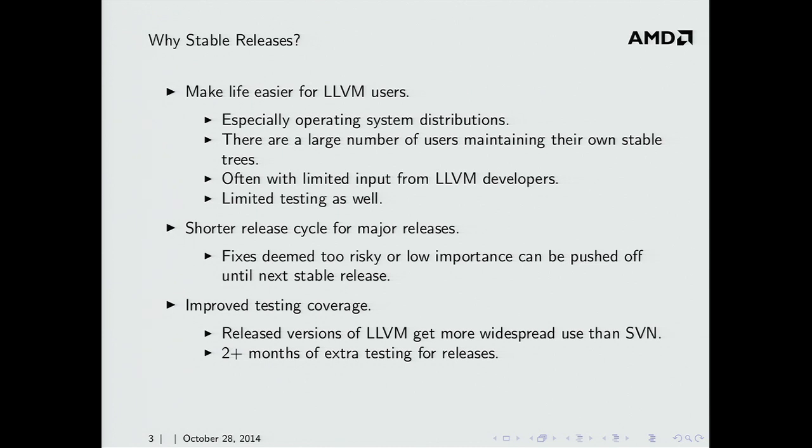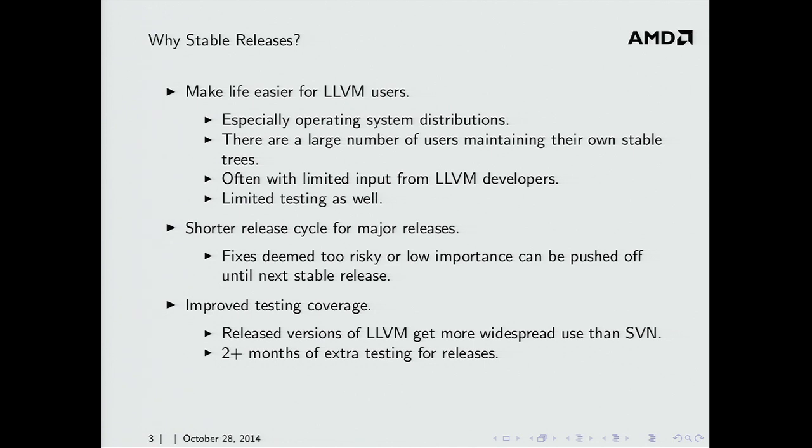Another advantage of doing the stable releases is it really helps to shorten and stabilize the release process for our major releases. The reason for that is we have an out. If a last minute bug is found, maybe it's low importance, we don't have to hold up the entire major release and go through a whole other cycle. We can push it off to the next stable release and then go ahead with the major release as planned.